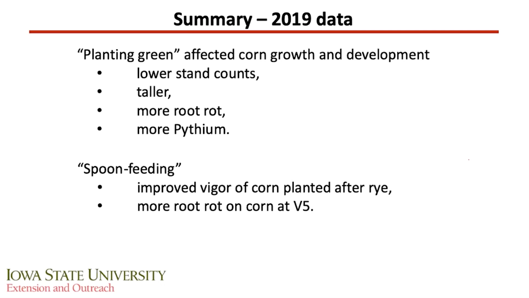And then, spoon feeding in our microplots definitely improved the vigor of the corn planted after rye. However, we saw more root rot on the corn at V5, which was a little bit of a surprise. And we have to figure out how to explain that.